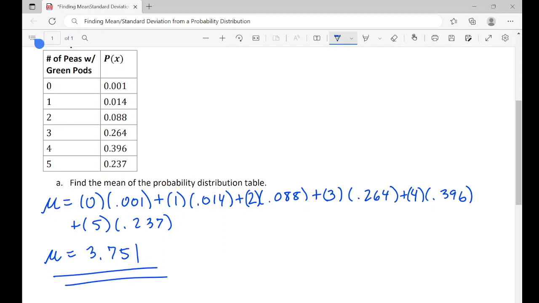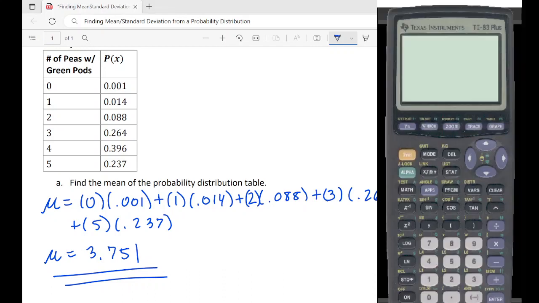So that's the setup to find the mean, which is not too difficult, but it can be a little bit cumbersome to do all of that. But again, like I said, I'm going to show you how to do it in a calculator. So let's see how it goes in there. In our calculator, we're going to take our first column and put it into L1, and take our second column and put it into L2.